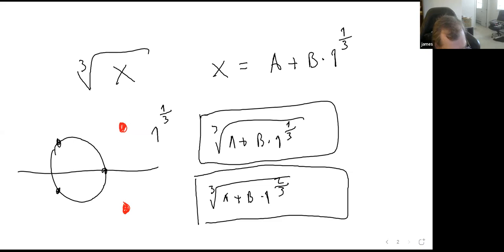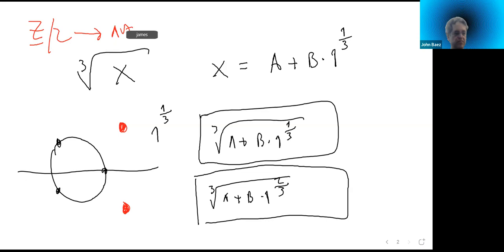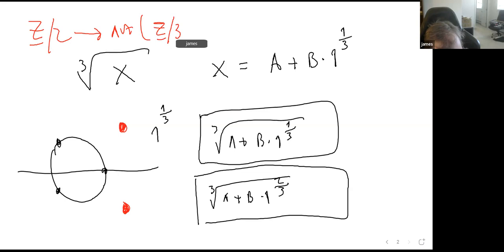Galois group is going to be the wreath product of Z mod 2 and Z mod 3. Or in other words, it's going to be the semi-direct product of Z mod 2 acting on Z mod 3 squared. Does that seem sensible?